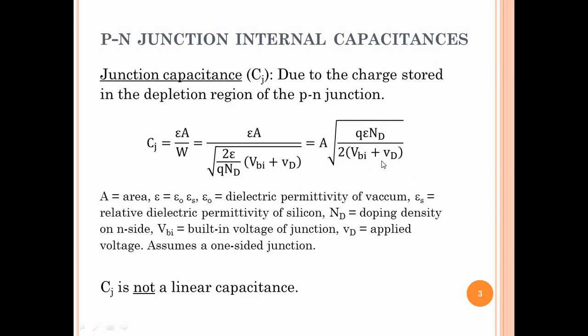In fact, the only thing I want to point out about this expression is that the junction capacitance of a PN junction is a function of the square root of 1 over the applied voltage. What this means is that the capacitance is a nonlinear capacitance. It is not a linear capacitance, because a linear capacitance would be independent of the voltage applied across the capacitor. But here, because the capacitance is a function of voltage, this makes it a nonlinear capacitance.